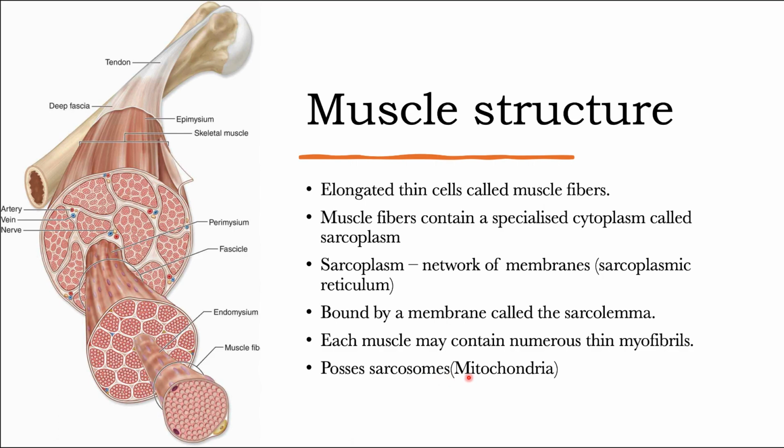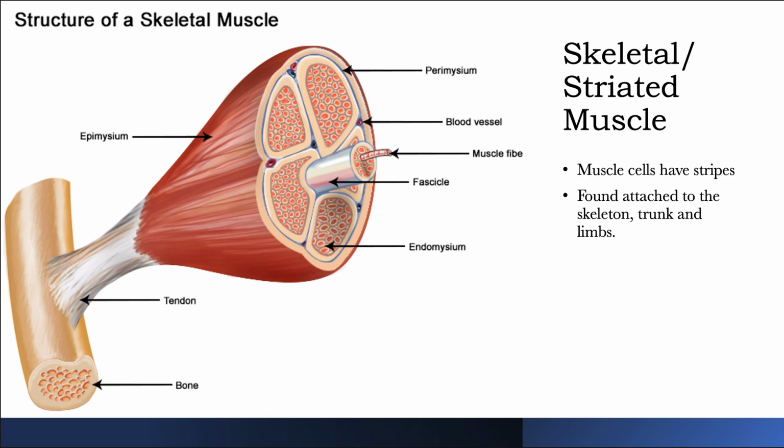They possess mitochondria called sarcosomes. So the wording is a bit different when it comes to muscle tissue. Instead of having a normal endoplasmic reticulum, we have a sarcoplasmic reticulum. Instead of having a normal membrane, we have a sarcolemma. Instead of having a normal cytoplasm, we have a sarcoplasm. And instead of calling them mitochondria, we call them sarcosomes.